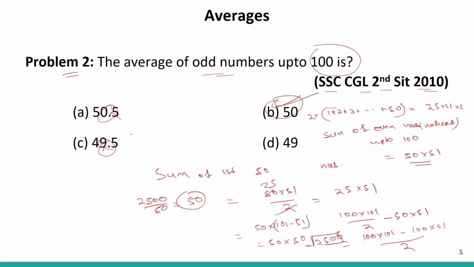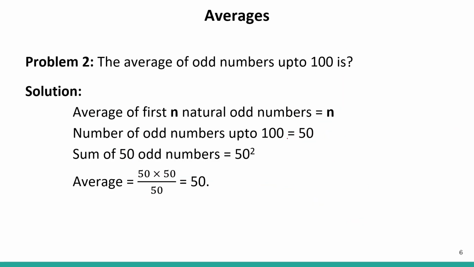So let's go forward with the step-by-step solution. The average of the first n natural odd numbers is equal to n. The number of odd numbers up to 100 is equal to 50. So the sum of 50 odd numbers is equal to 50 squared, or n squared. This is also a standard formula.